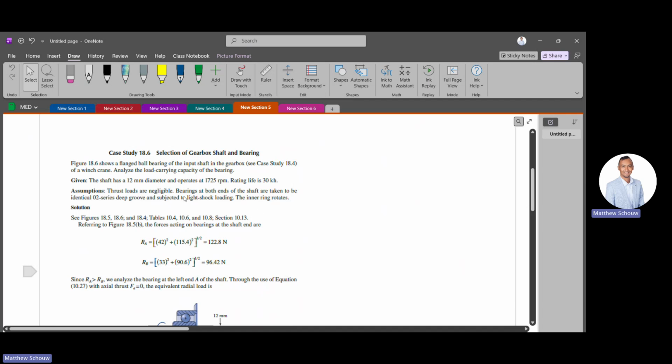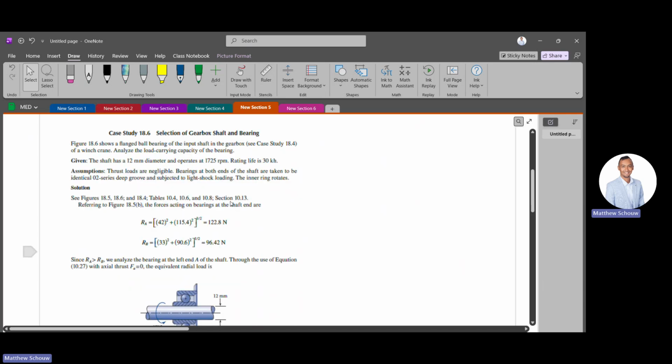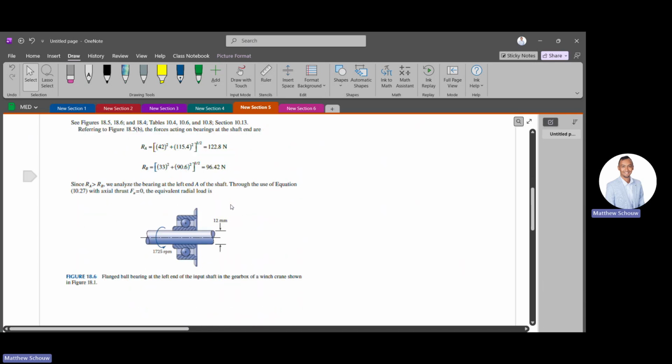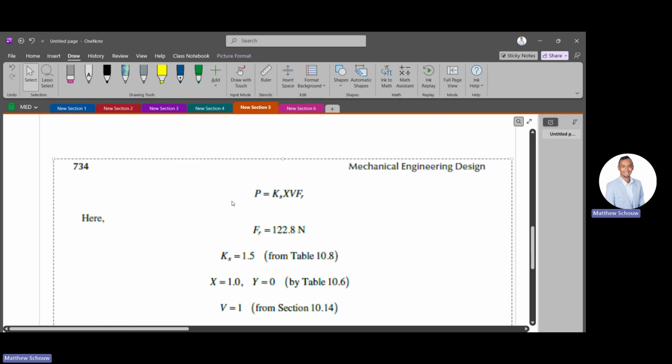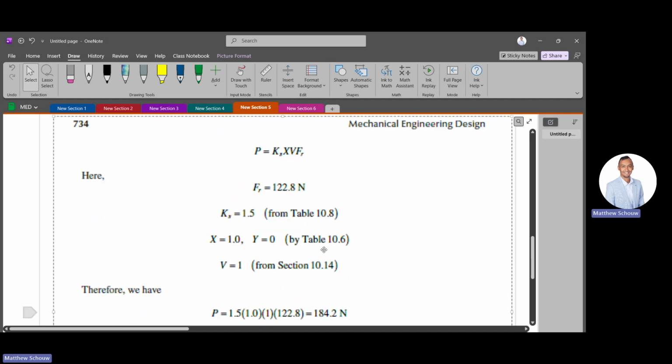Also, we are saying it's subjected to light shock loading, right? We always apply a factor of safety, but higher than what we require for loading. This is a crane, right? So we know there's some bit of shock happening. We pull the same procedures as before.